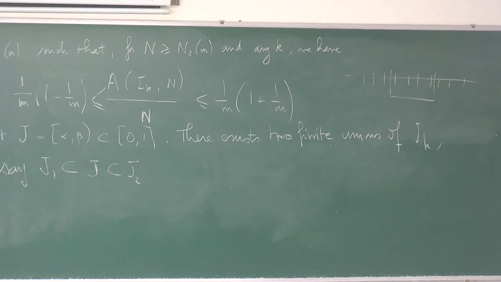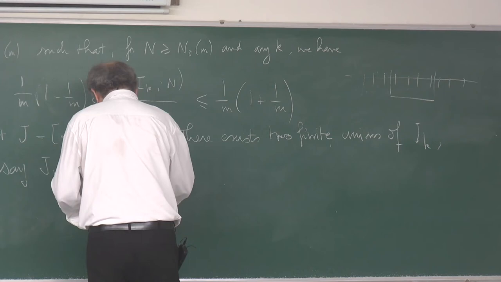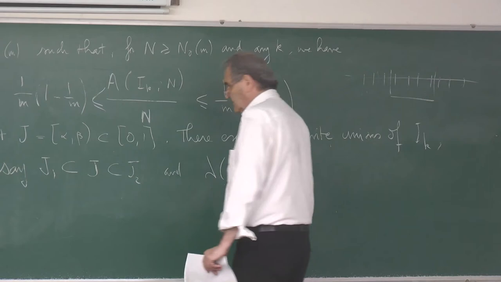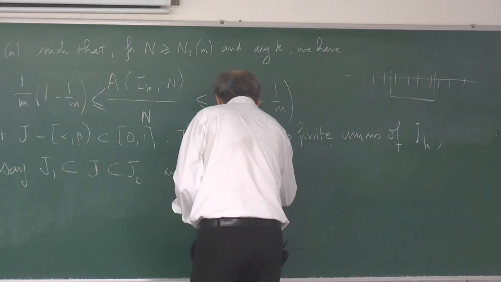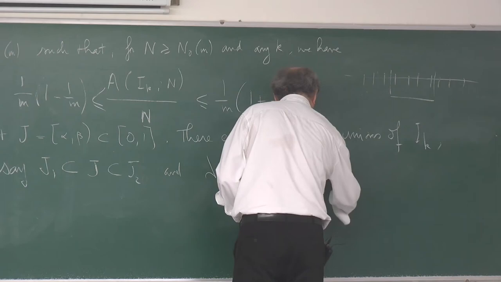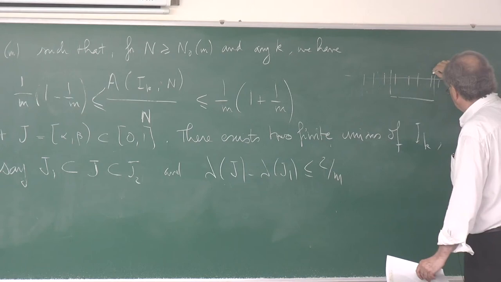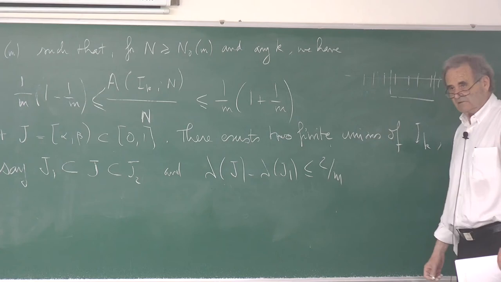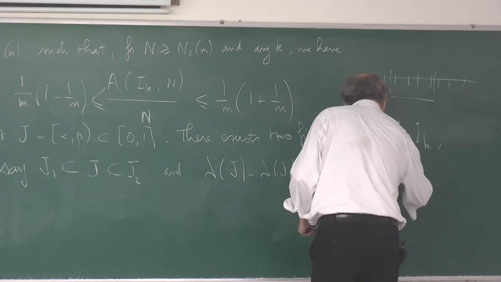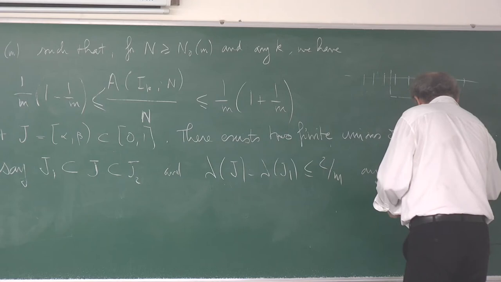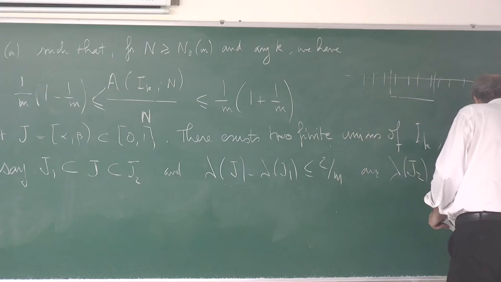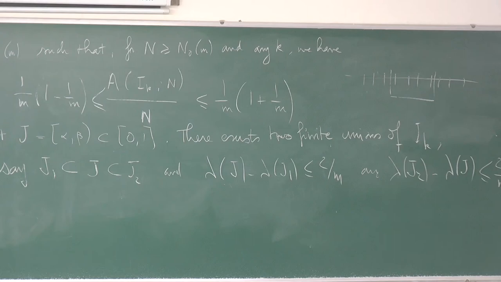Okay, so you have this, and if you look at lambda, this is the Lebesgue measure, the length of J minus the length of J1 is at most 2 over m. You may have here something which is almost 1 over m, but not more. Otherwise, you take a larger one. And similarly, lambda of J2, the larger one, minus lambda of J is also less than 2 over m. Okay? So you're happy with those guys. Now you simply have to make some little computation.